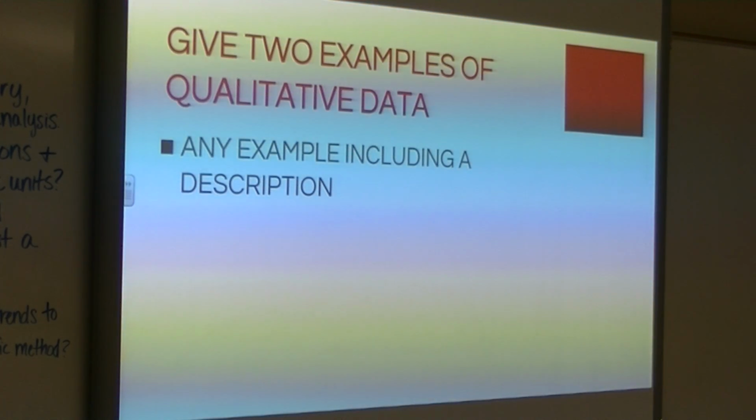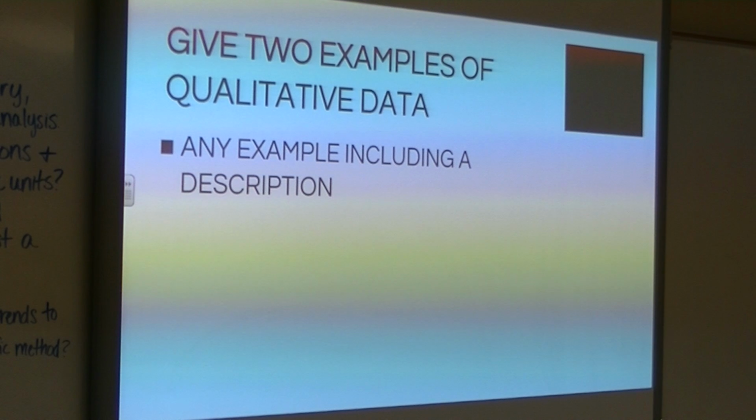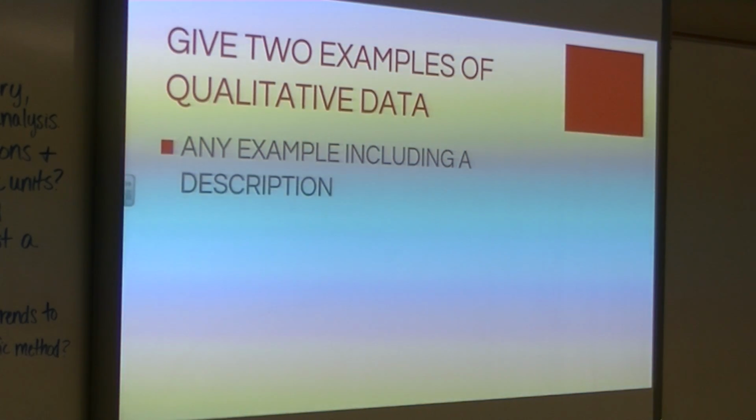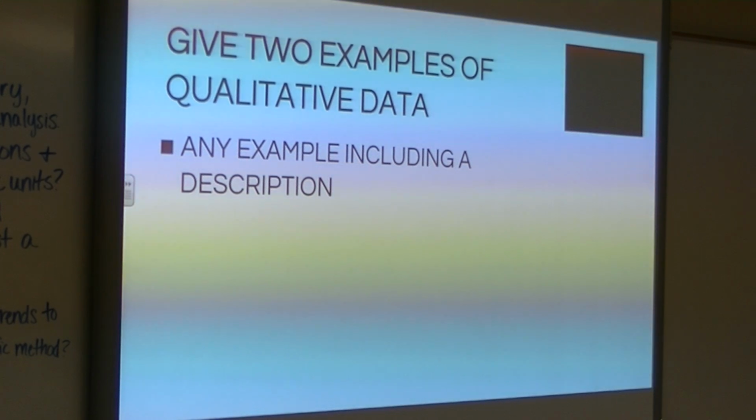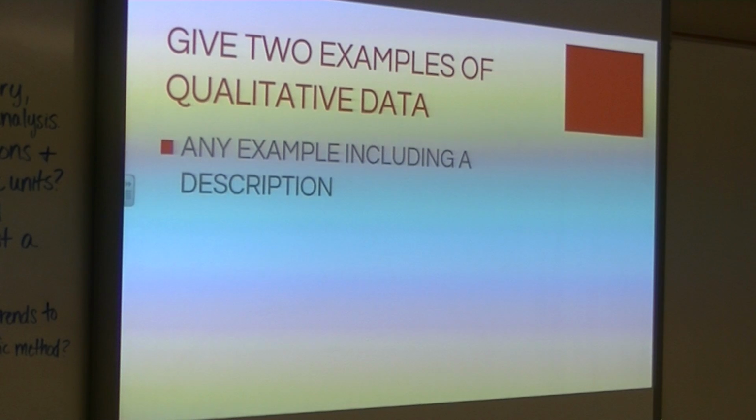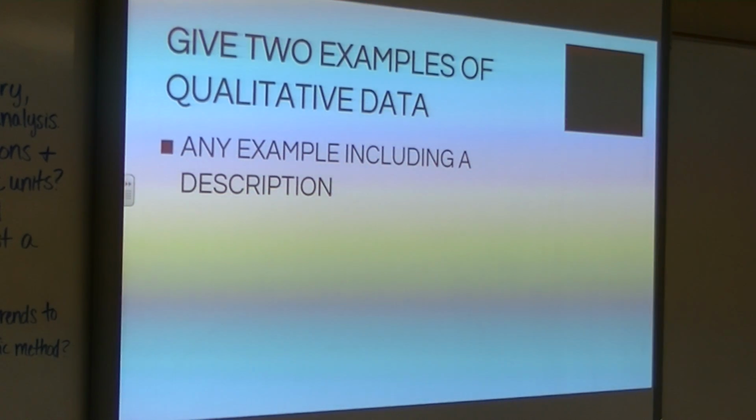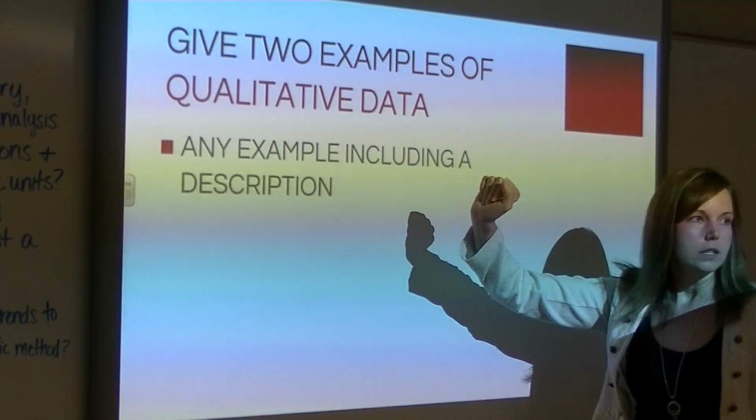Somebody give me an example of qualitative data. The walls are gray. The walls are gray, so color, right? Like curly hair. If your hair is curly or if your hair is straight, great. Give me one more. The waving flag. The flag is wavy, perfect. Okay, anything including a description is going to count under qualitative data.